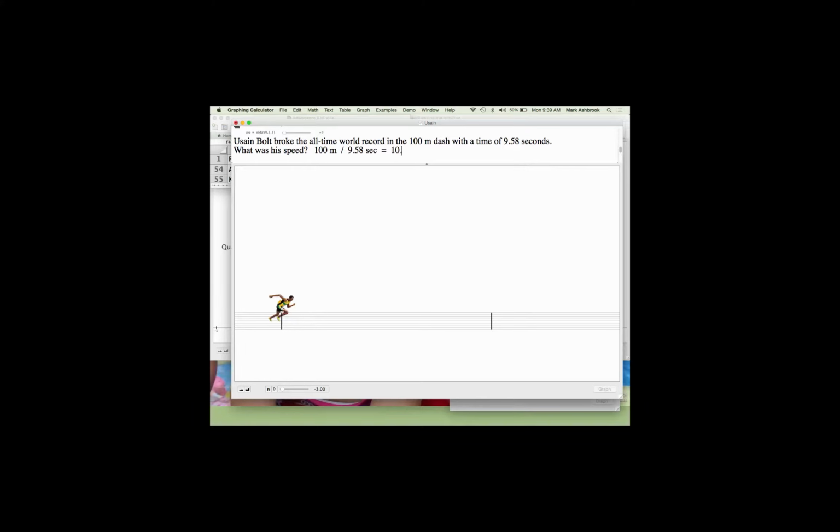And did you guys get 10.44? Okay, so this is his speed in the race. So let's just focus on that number, 10.44 meters per second. What does that mean, 10.44 meters per second? He's moving at a constant rate of 10.44 meters per second. Okay, so every second he covers 10.44 meters. That's what that number means, 10.44 meters every second. Is that what happened? So this reproduces his race here.